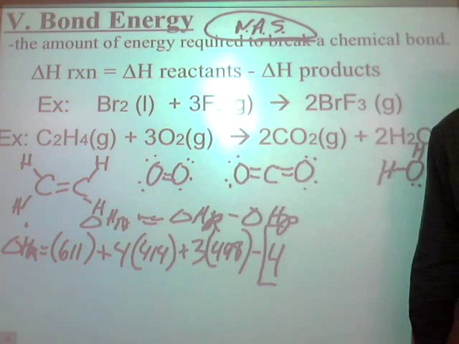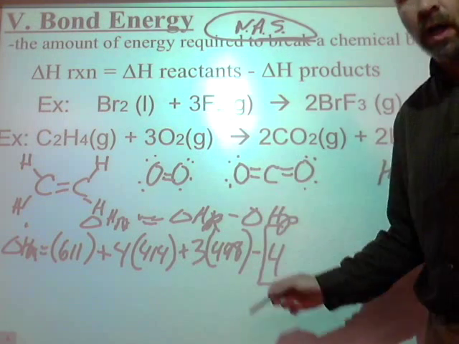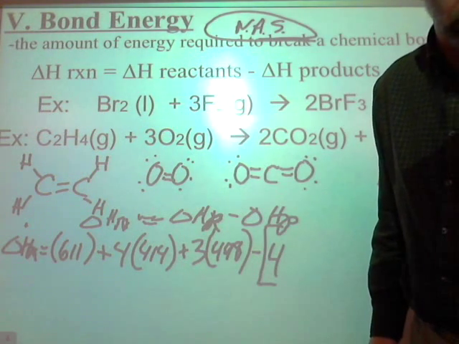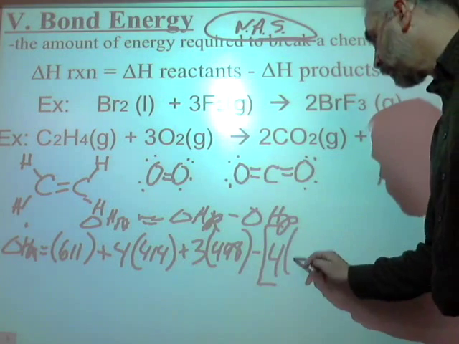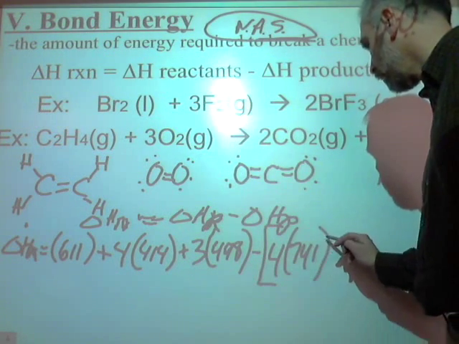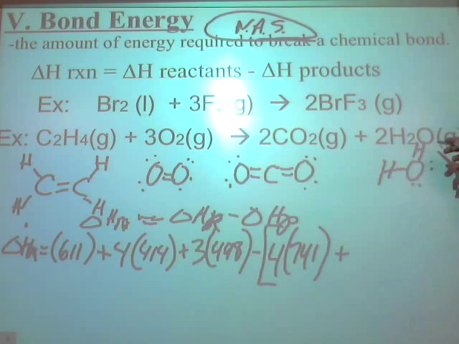Seriously. We just gave you this off the top of your head without going over this. 4 times the C double bonded O, which is 741. Just looking up the wrong number is easy enough. Plus, and there's your water. How many waters? How many?